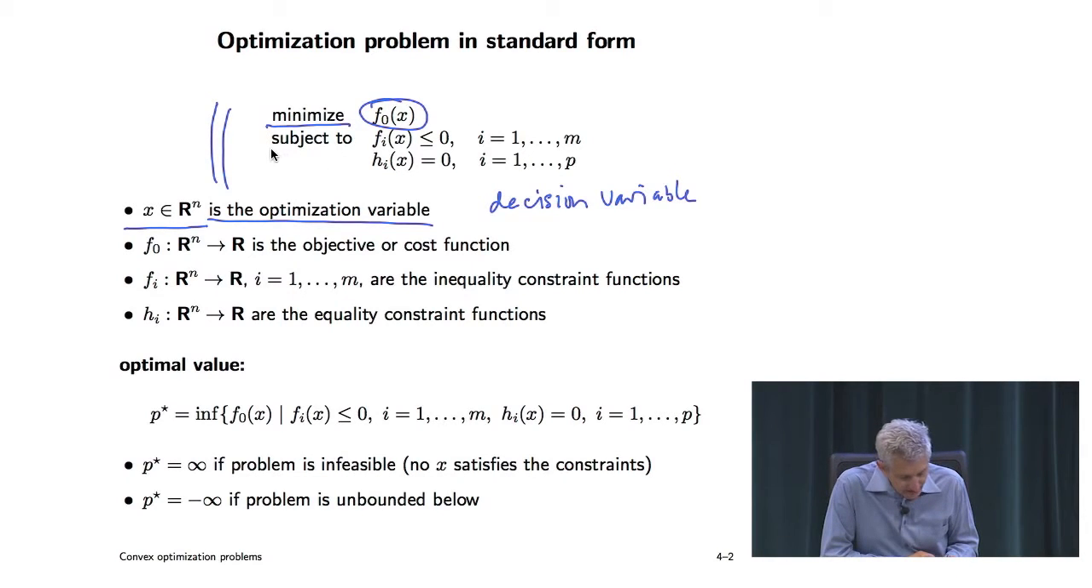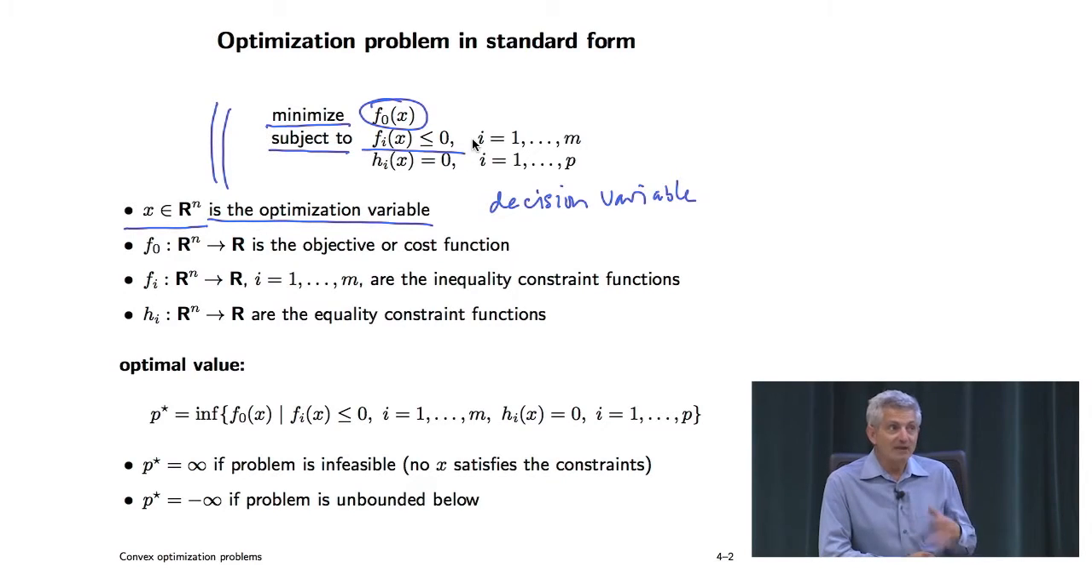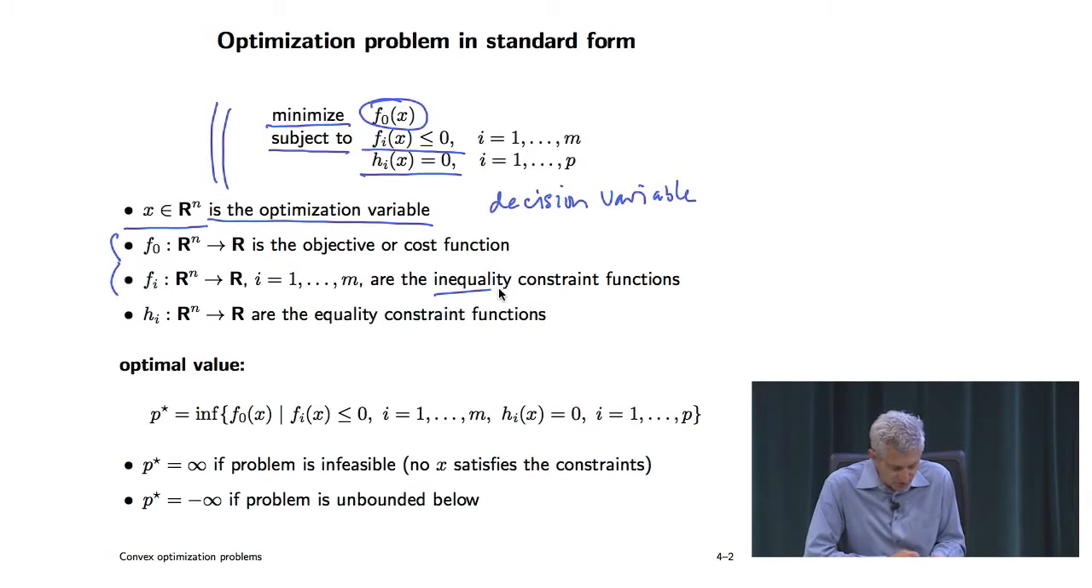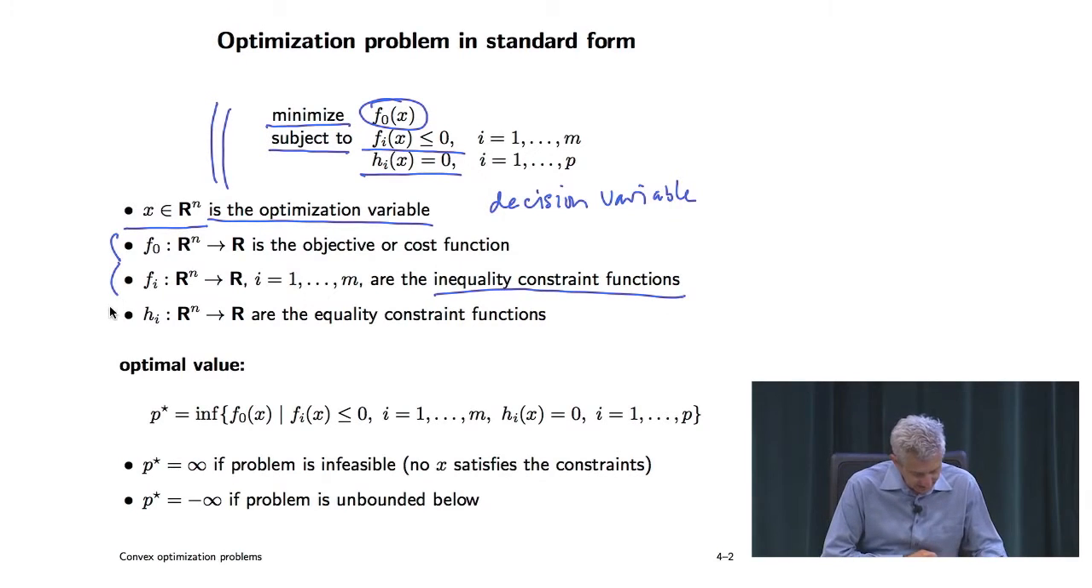And then there are constraints. This says subject to, and you have inequality constraints. These are of the form fi of x is less than or equal to 0, and there are m of these. And there are equality constraints, also subject to hi of x is equal to 0, and there are p of these. So here, f0 is the objective or cost function. fi are called the inequality constraint functions. And hi are equality constraint functions.